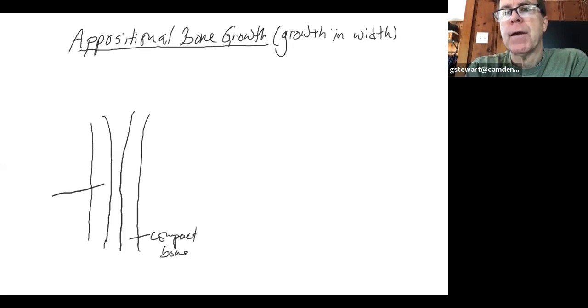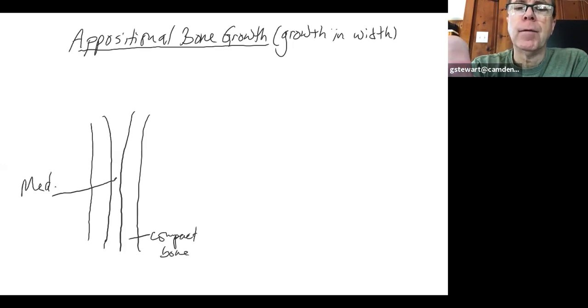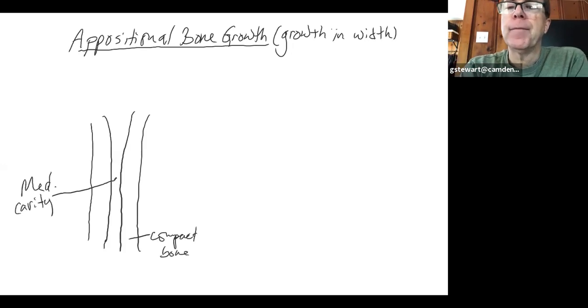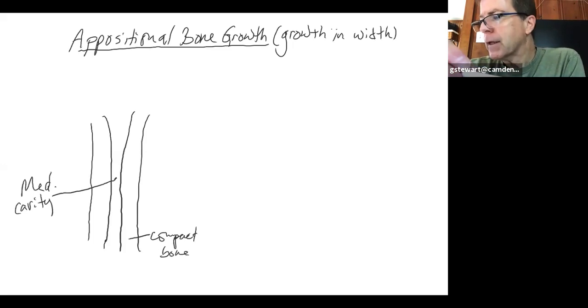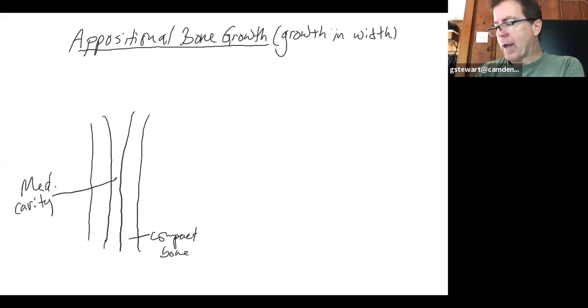This is the medullary cavity. In an infant, it's filled with red marrow. In an adult, it's filled with adipose tissue, yellow marrow. All right. Now, how does this bone grow in width? Basically, it's an ongoing process as we're growing.